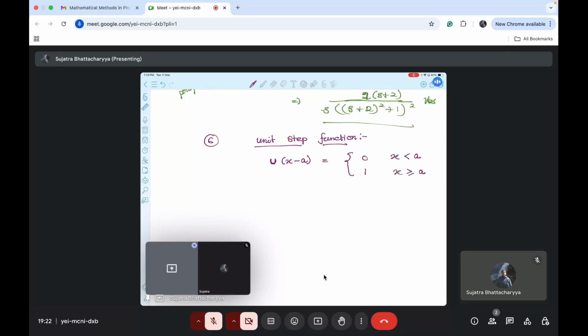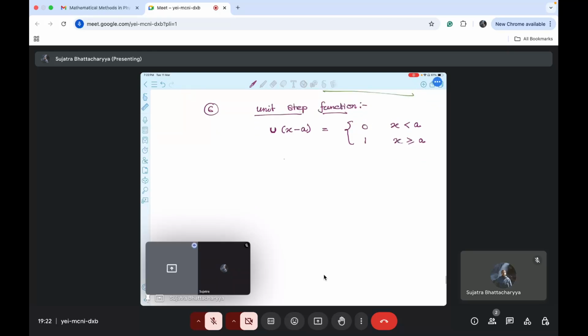So how does it look? Very simple. If you draw it on a graph, you get something like this. You have your x, and this is suppose your f(x). This is suppose x equal to a. From here, it jumps to unity and continues till infinity. Okay, so the value, the magnitude, is 1. Fine, so this is your unit step function.